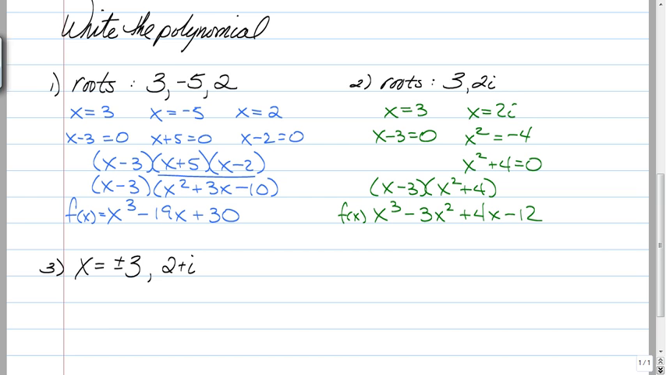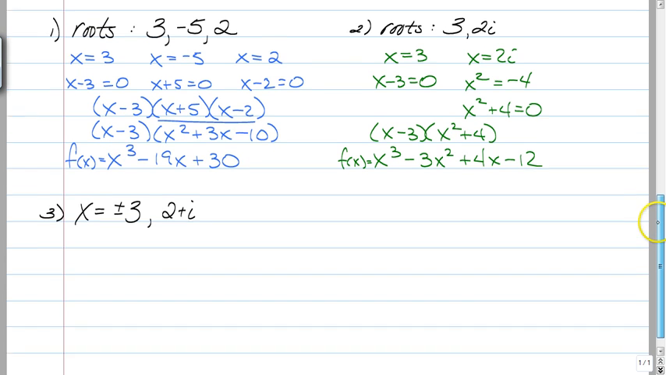So really the only question here is, what gives you 2i? And remember, an i comes from taking the square root of a negative. So you need to make this x squared is equal to, well, if you square this, you get a -4. So you get x squared plus 4 is equal to 0. Put those two together, FOIL them out, and you get f of x is equal to x cubed minus 3x squared plus 4x minus 12. Okay? So, one more problem.